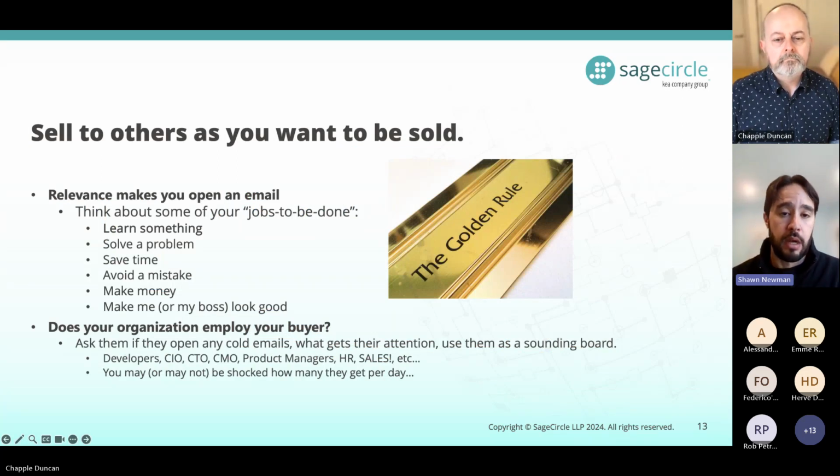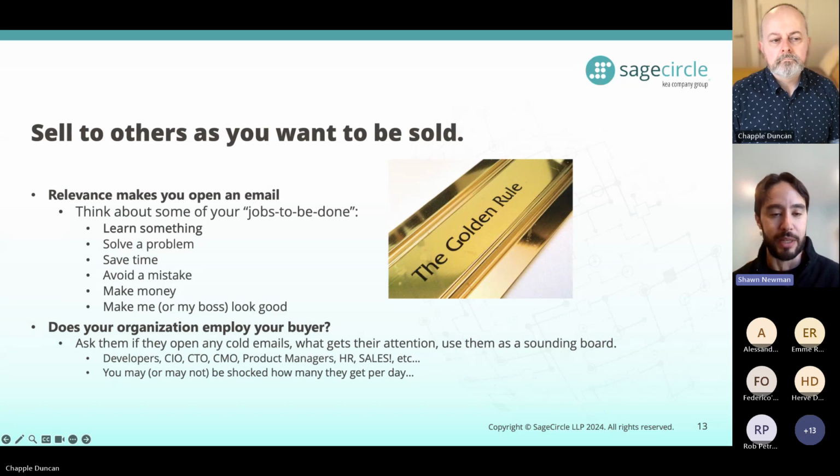So as we started to get into more of the lead generation concept and working with sales around things like cold emails, something I've always ascribed to is selling to others the way that I want to be sold, right? And I call that my golden rule of sales.